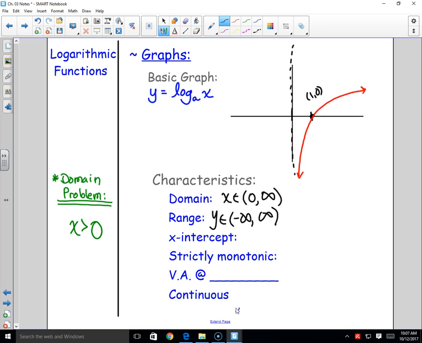X-intercept. Oh, we already wrote that, right? The point (1, 0). And the reason for that is what we already wrote down earlier, that log of any base, any legal base, I should say, of 1 is always 0. That's why.